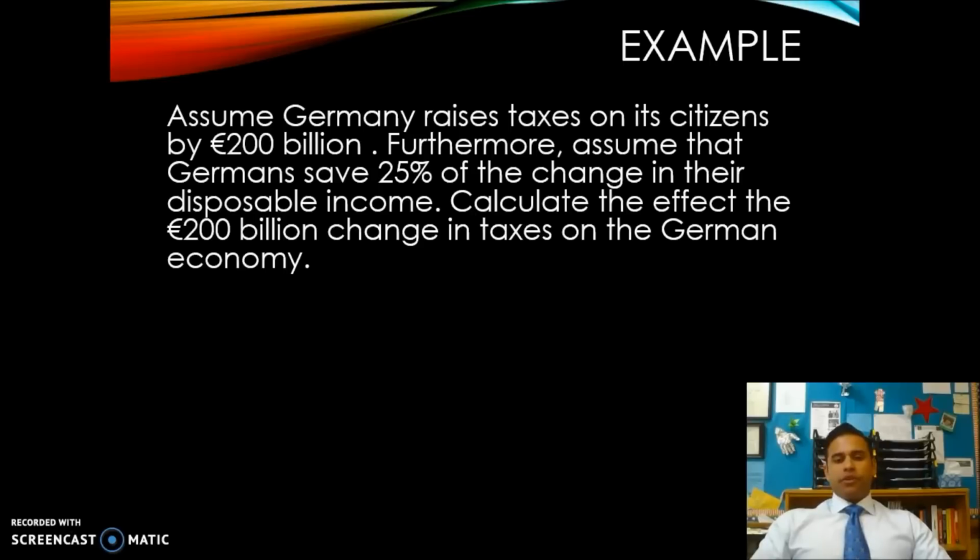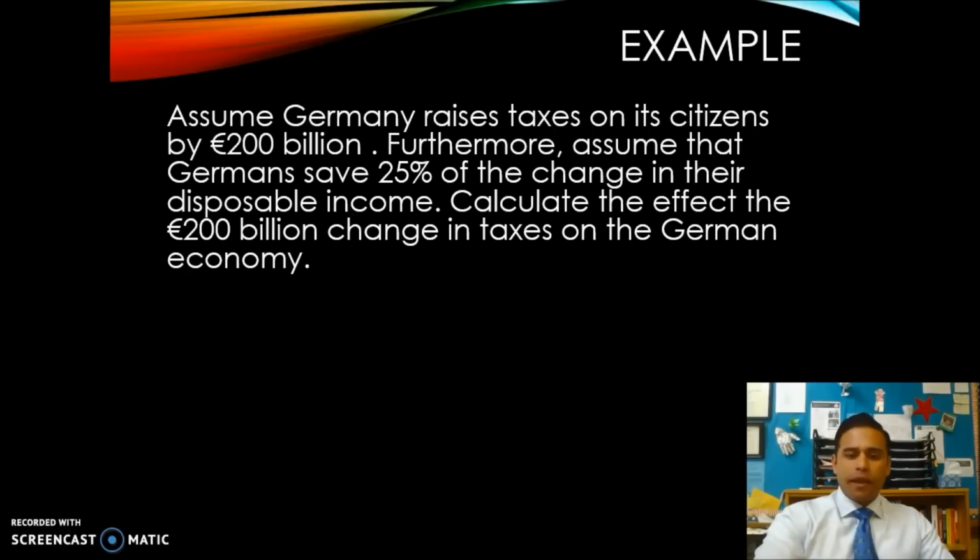Assume that Germany raises taxes on its citizens by 200 billion euros. Furthermore, assume that Germans save 25% of the change in their disposable income. Calculate the effect of the 200 billion euro change in taxes on the German economy. So go ahead and pause right now and work through this.